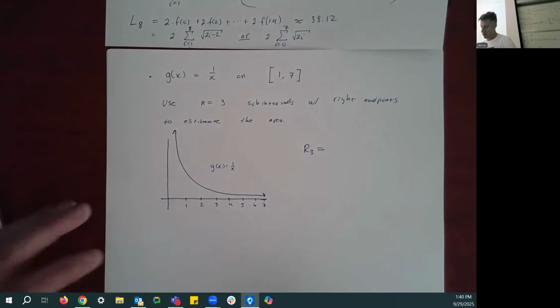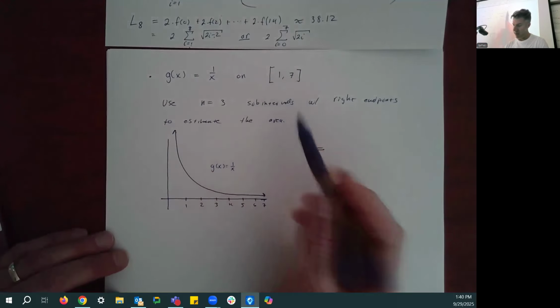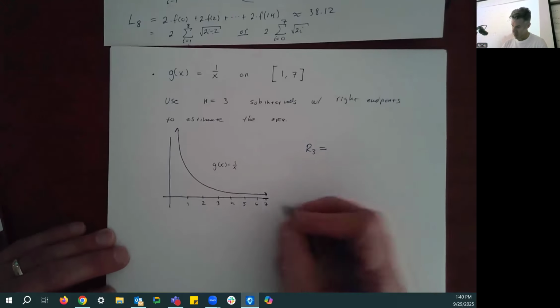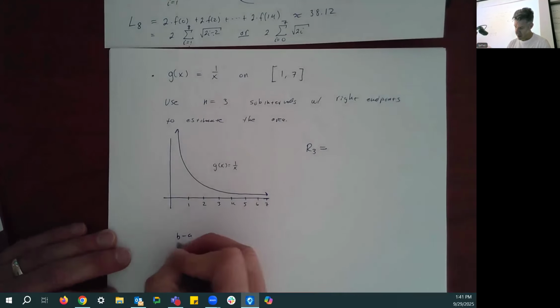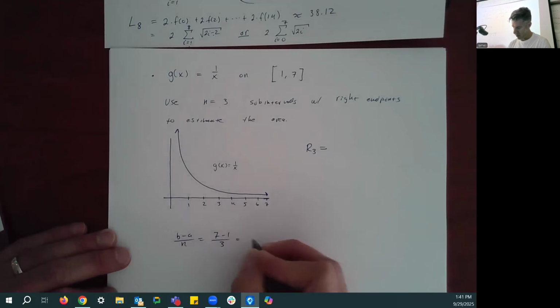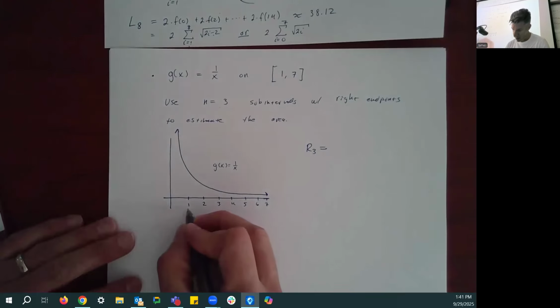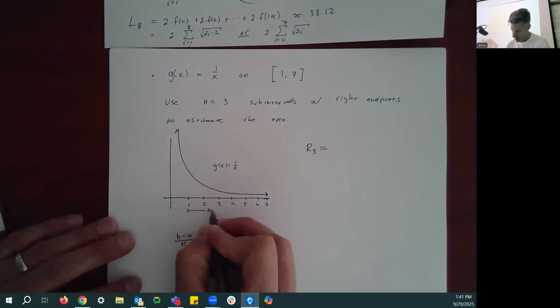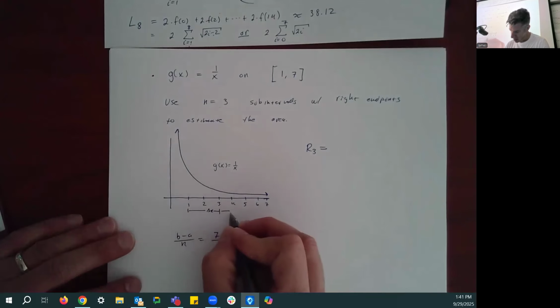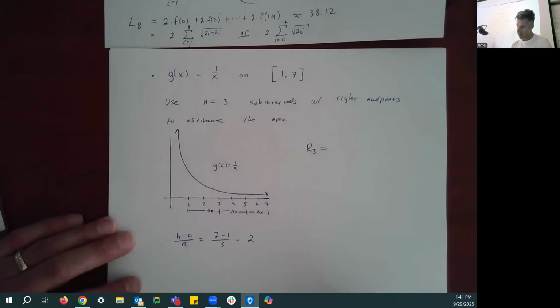All right, let's take a look. So I'm using 3 subintervals. My interval is 6 wide. So I should have given myself more room. My b minus a over n is 7 minus 1 over 3, which is 6 over 3, which is 2. So each of my rectangles has a base of 2. So I'm thinking of this being a delta x, and this being a delta x, and this being a delta x. From 1 to 3, from 3 to 5, from 5 to 7.